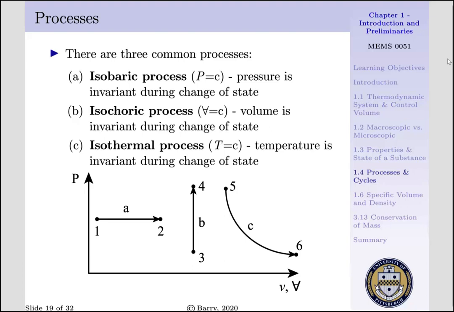An isochoric process is where our volume is invariant during our change of state, and this would be represented as going from state 3 to 4 via process B. An isothermal process is where our temperature is constant during our change of state, and this would be going from state 5 to 6 via C.